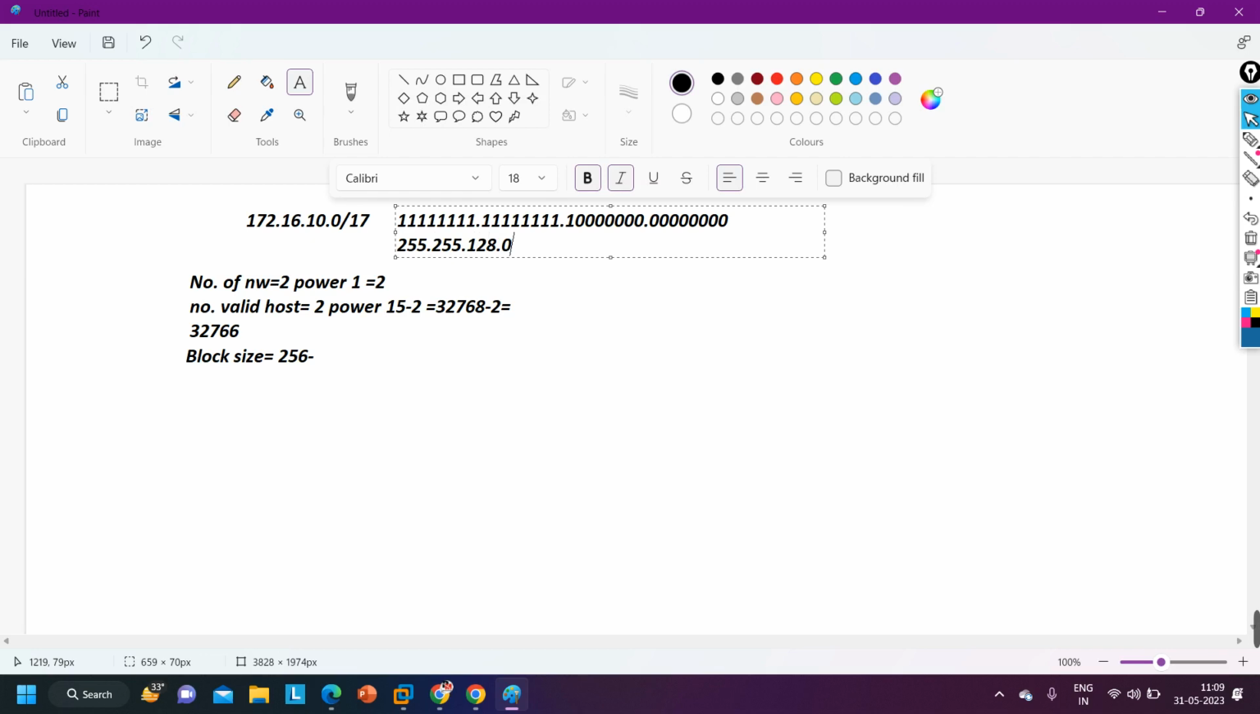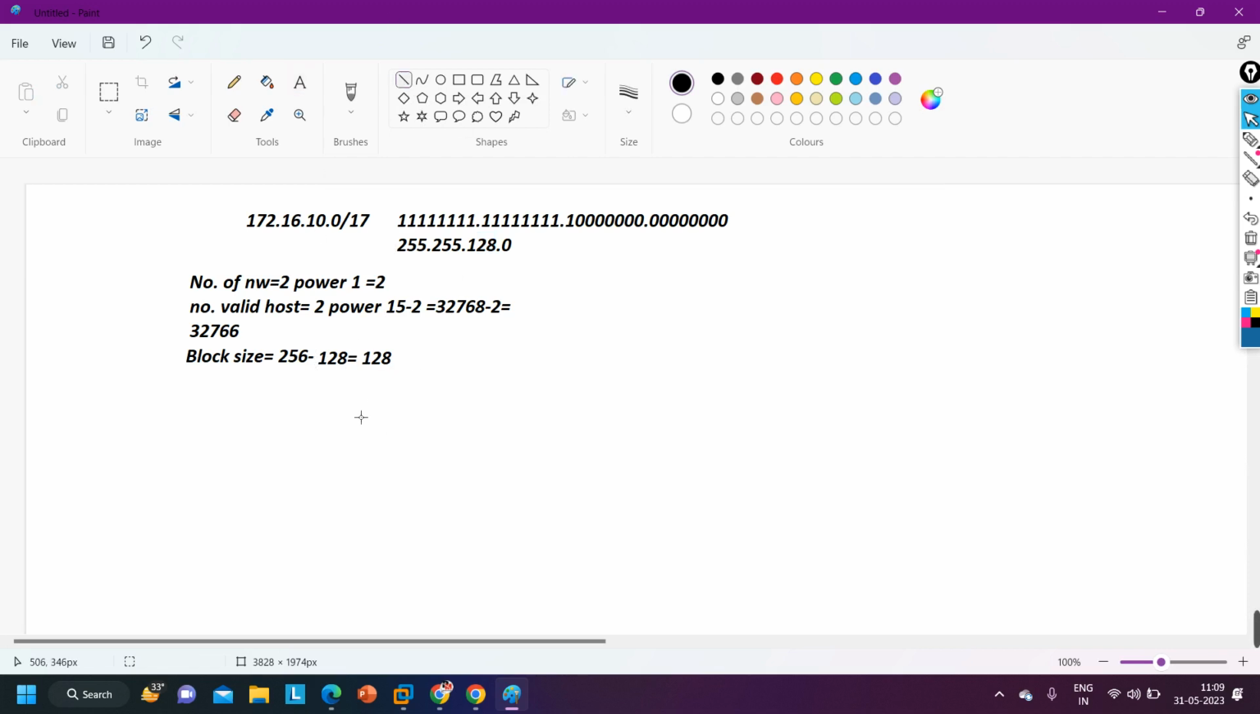255.255.128.0. Yes or no? Yes. So the last one is present in the third octet. So we are subtracting the subnet mask of that octet where the last one is present. That's why I am saying again and again, subnet mask of the last octet. So that is 128. So 256 minus 128 will be 128. This is your block size, and block size will tell me from where my network is starting. Now we have two networks.